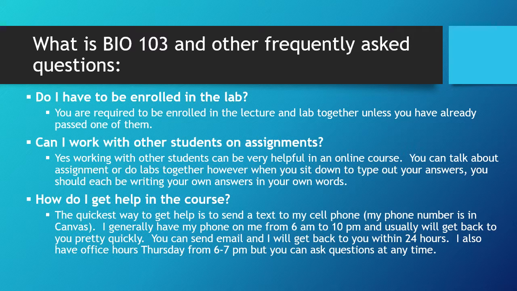And lastly, how do you get help with the course? The quickest way to get help is to send a text message to my cell phone. My phone number is in Canvas on the course site. I generally have my phone on me from about 6 a.m. to 10 p.m. We'll usually get back to you pretty quickly.